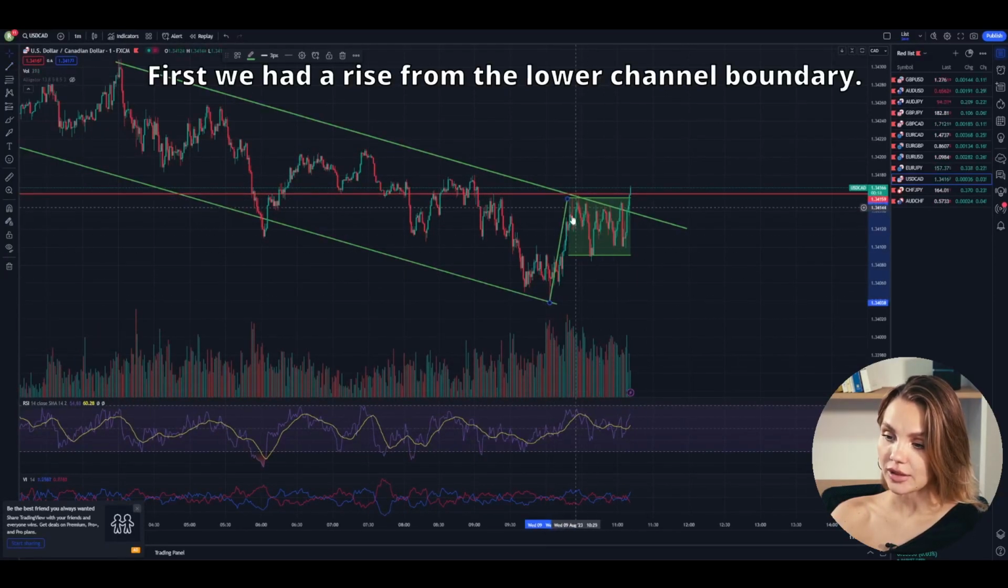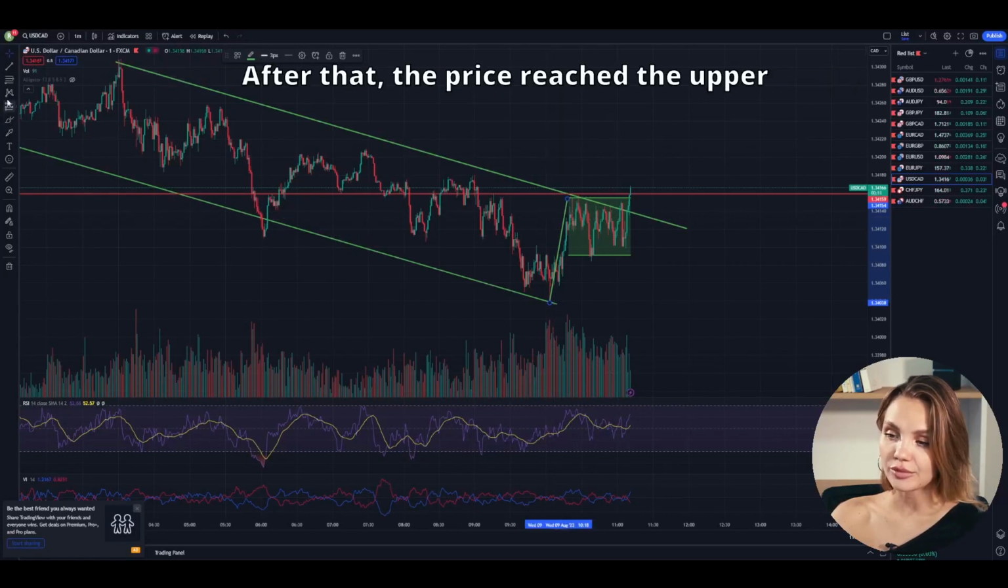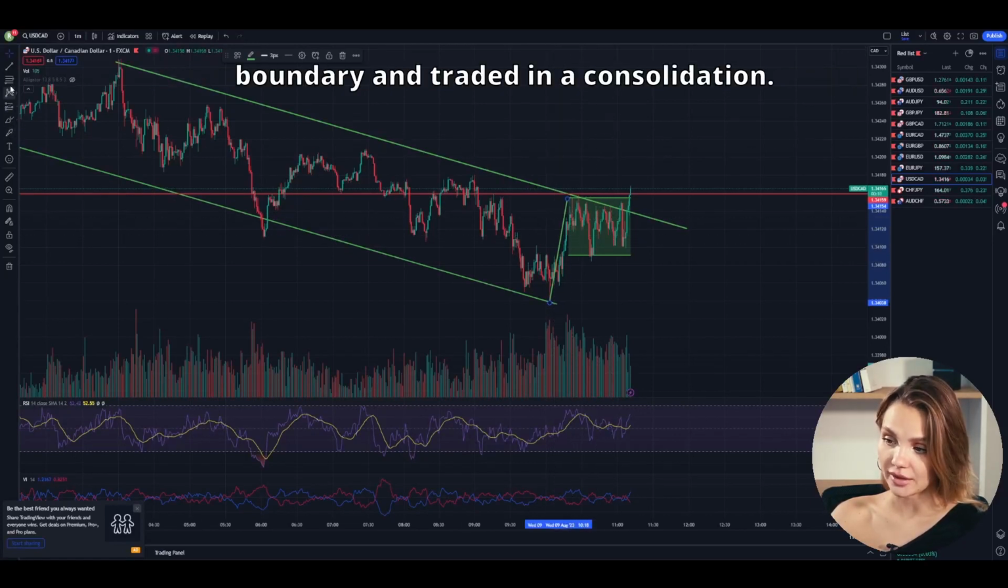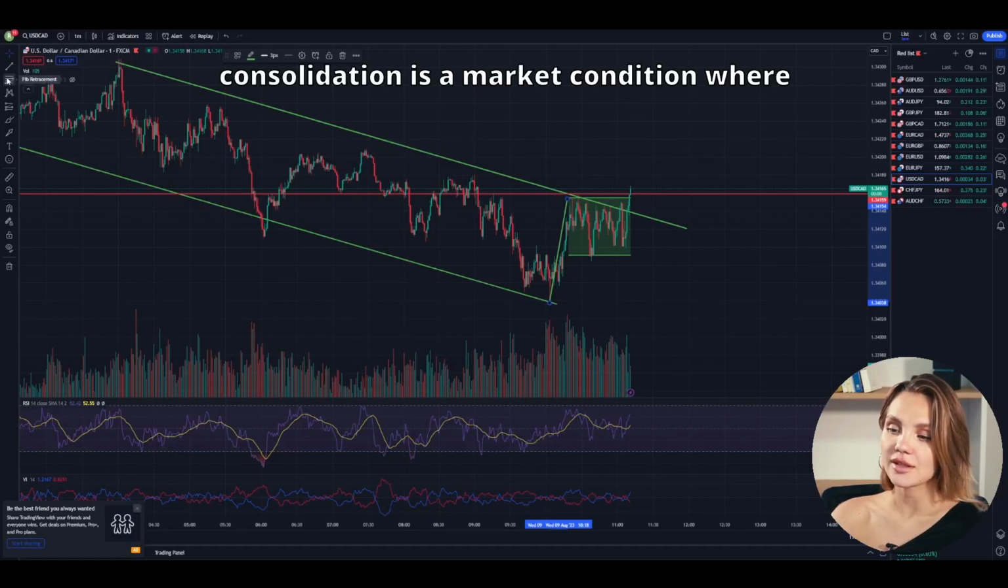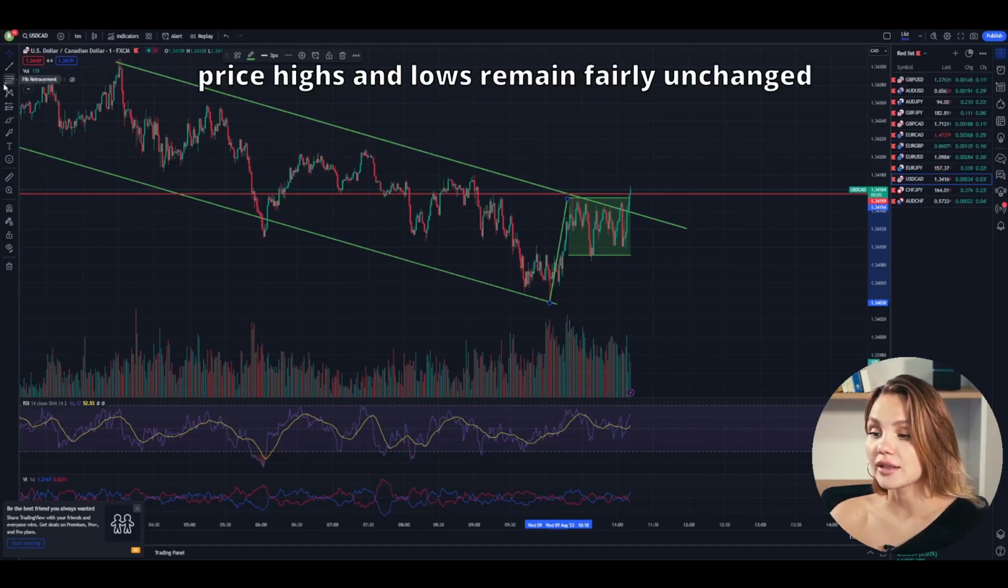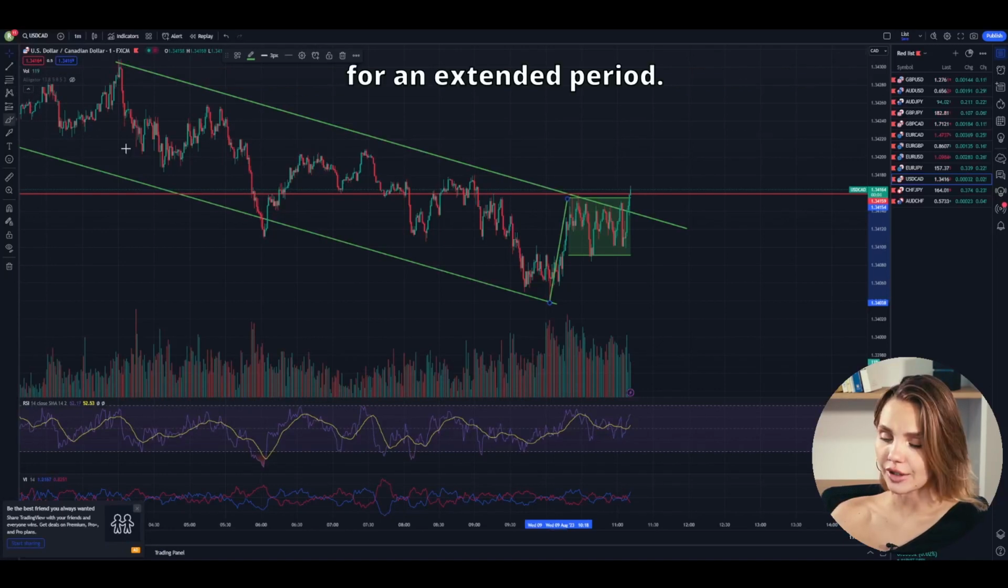First, we had a rise from the lower channel boundary. After that, the price reached the upper boundary and traded in a consolidation. Consolidation is a market condition where price highs and lows remain fairly unchanged for an extended period.